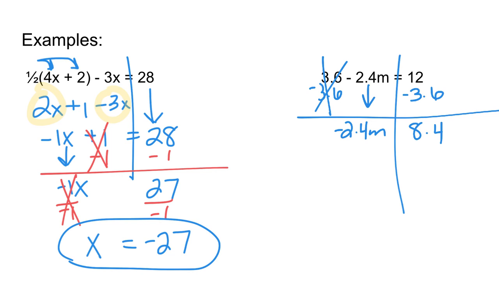And so now my final step is just to divide by my negative 2.4. And that's going to give me a really weird answer, and that's okay. Not all of these come out to be nice and pretty. Oh, this one's not really weird. This is just a little bit weird. But they don't have to be whole number answers. You can get decimal answers, and that's totally okay. So 8.4 divided by negative 2.4 is negative 3.5.